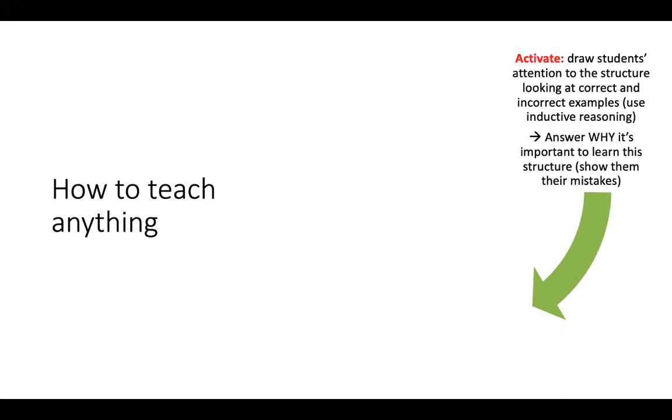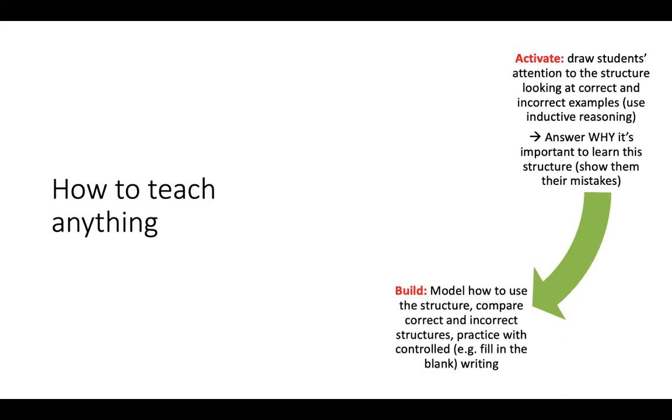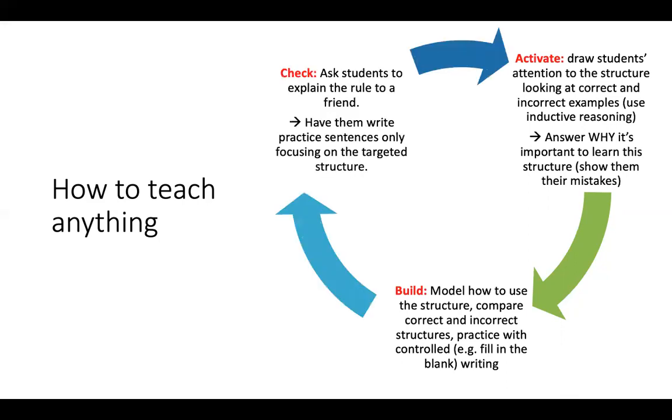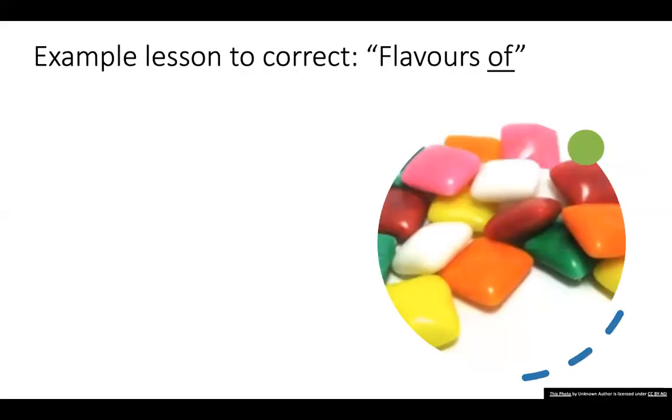Then we move on to the build phase, where we model how to use the structure, compare correct and incorrect structures, and practice with controlled exercises like fill in the blank and less controlled like guided writing. Finally, we check. We ask the students to explain the rule to a friend, for example, and we have them write more practice sentences that only focus on the targeted structure, or even a new text. It's creative writing. Here's an example lesson using the error flavors of.